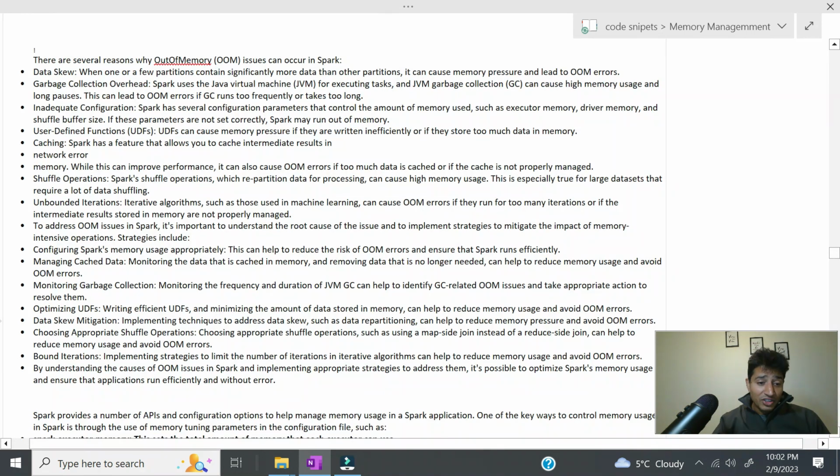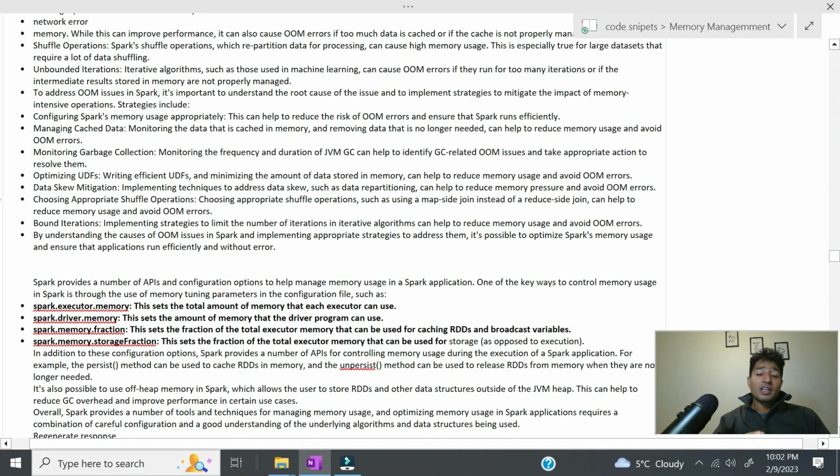Memory garbage collection, optimizing. Okay, so now how to avoid this, right? One of the most important things is monitoring garbage collection. You can optimize your UDFs, you can optimize data skewness, you can bound the iteration. It means implementing strategies to limit the number of iterations, and iterative algorithms can reduce the memory usage of out of memory errors, right?